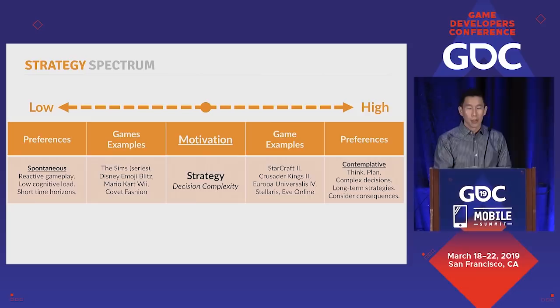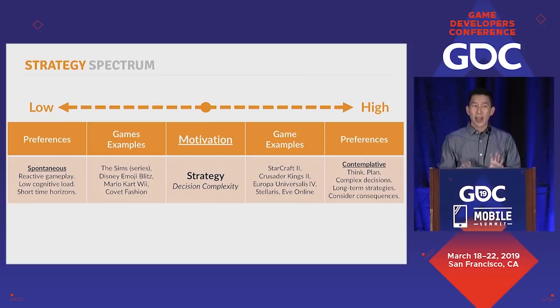Conversely, games with low strategy scores are more spontaneous and reactive gamers. They want gameplay with lower cognitive loads, shorter time horizons, and where decisions can be made based on processing only a small amount of information, or planning isn't even productive at all because of the many randomized elements in the game. So in our data, some examples of games in this space were The Sims, Disney Emoji Blitz, and Mario Kart. I want to clarify one thing before I move on about these scores and these placements.